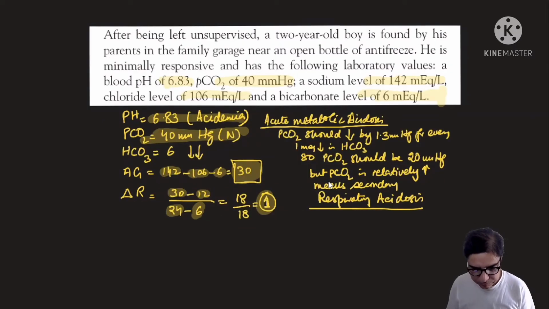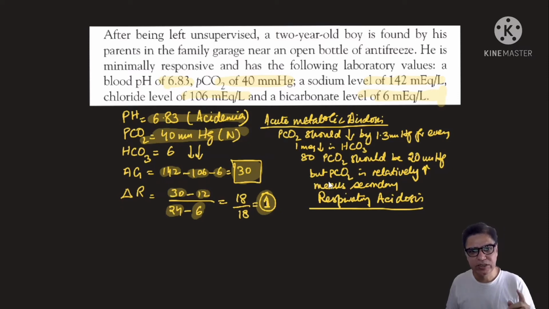Moving on, this is a 2-year-old boy who is found near his family garage with an open bottle of antifreeze. Antifreeze is a liquid which is used in cars to keep the engine cool. Now, he is minimally responsive, so his GCS level is quite low, and obviously he's admitted and a blood gas is done. His blood gas pH is 6.83, which is showing acidemia. His PCO2 is 40 millimeters of mercury, his sodium is 142, chloride is 106, and bicarb is 6 milliequivalents.